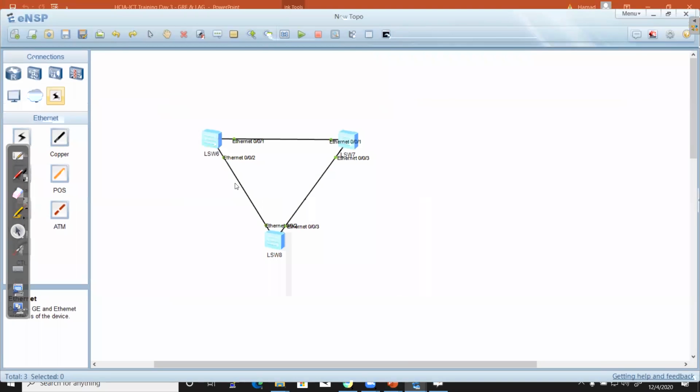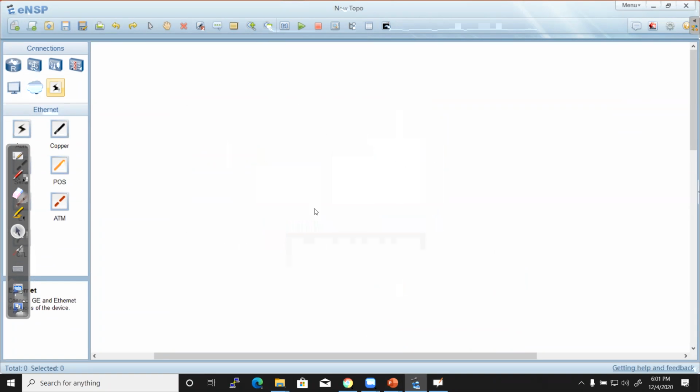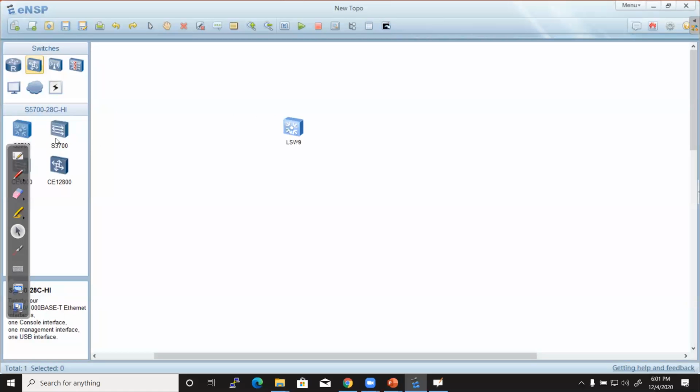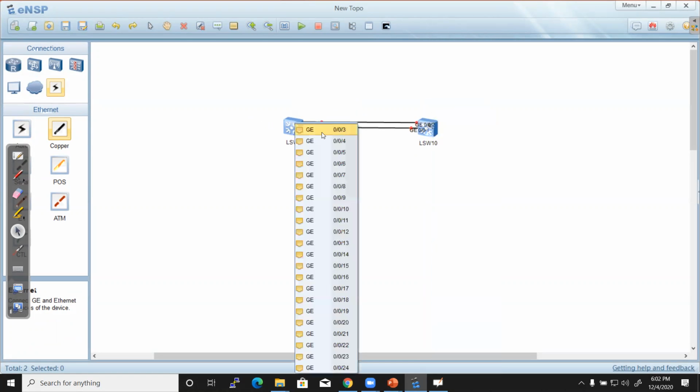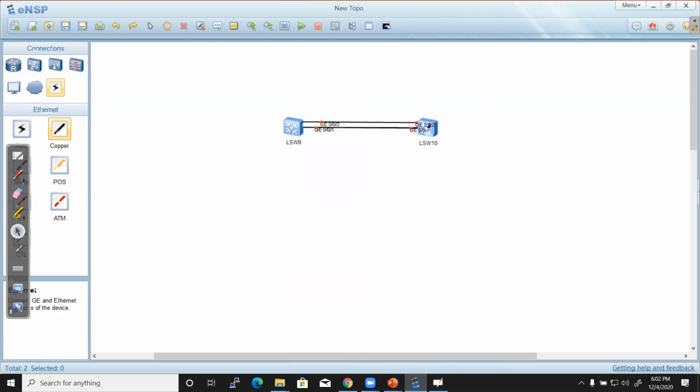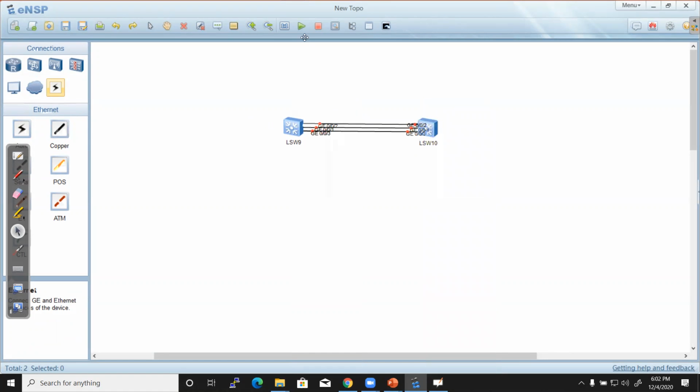Normally, how can we do that? Obviously, we will take two switches, any two switches, and connect them with each other by the physical interfaces, port number 1 with port number 1, port number 2 with port number 2, and port number 3 with port number 3. And let me start these devices.